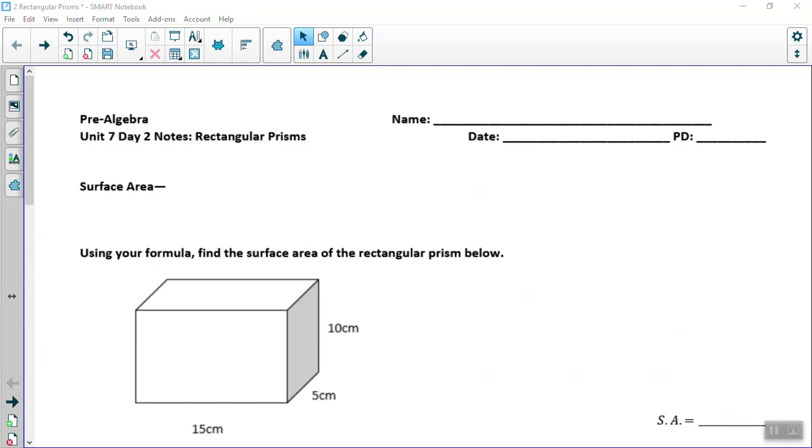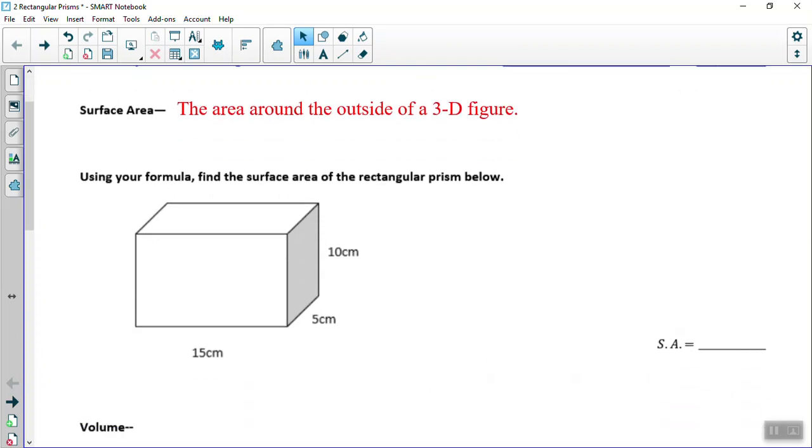Hi everyone, today we're going to continue our geometry unit with learning about rectangular prisms. So we're going to be talking about surface area and volume today. Alright, so surface area is the area that is around the outside of a three-dimensional figure. So using our formula, we're going to find the surface area of this rectangular prism here.